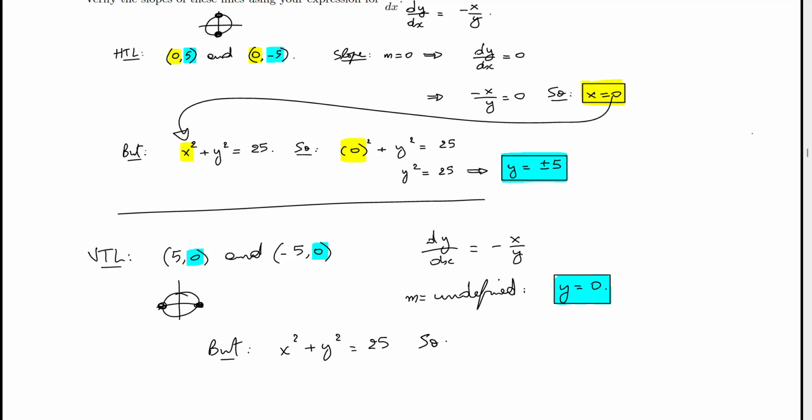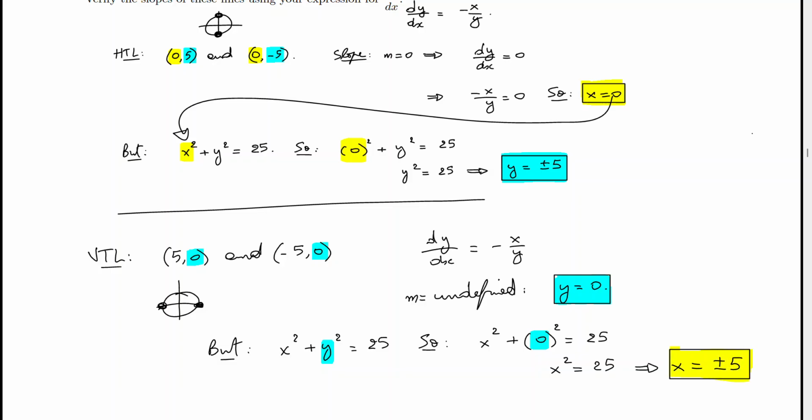And so now we know that y is equal to 0. So that means x squared plus 0 squared has to be equal to 25. So the y is getting replaced with 0. And so x squared has to be 25, which means that x has to be either plus 5 or negative 5. Those are the numbers you square to get 25 at the end.